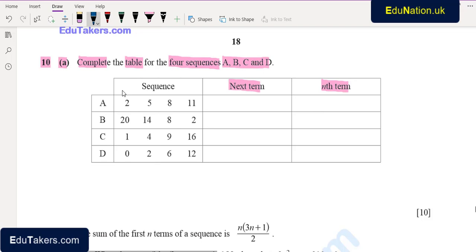For sequence A, the difference between these terms: 5 minus 2 is 3, 8 minus 5 is 3, 11 minus 8 is 3. So the next term will be 11 plus 3, which is 14, and its nth term will be a1 plus (n minus 1) into d. First term is 2, common difference is 3, so 2 plus 3n minus 3 equals 3n minus 1.